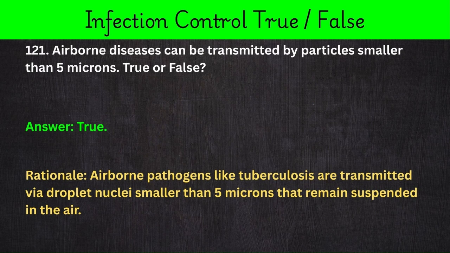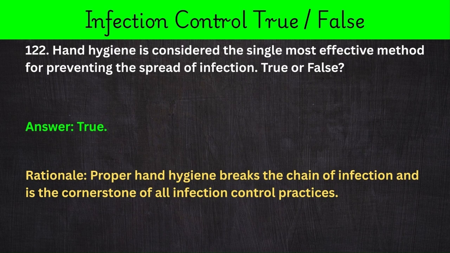True or false? Answer: true. Rationale: airborne pathogens like tuberculosis are transmitted via droplet nuclei smaller than 5 microns that remain suspended in the air. 122. Hand hygiene is considered the single most effective method for preventing the spread of infection.